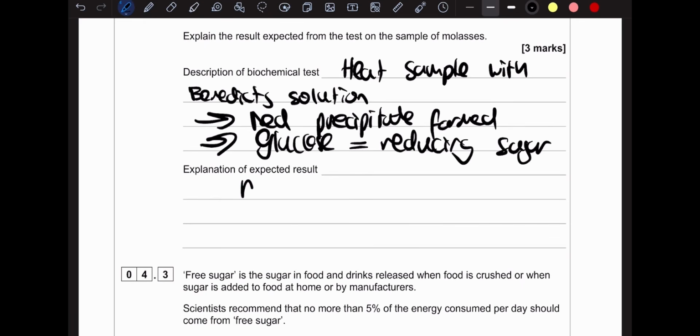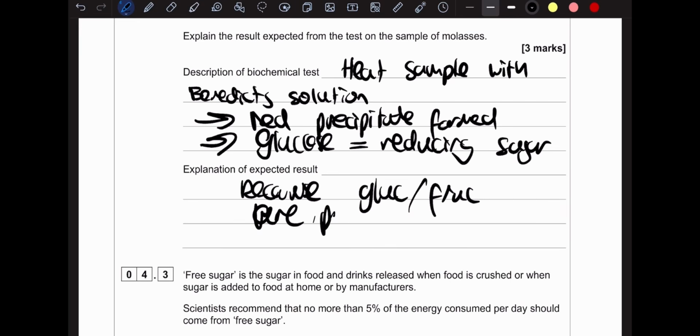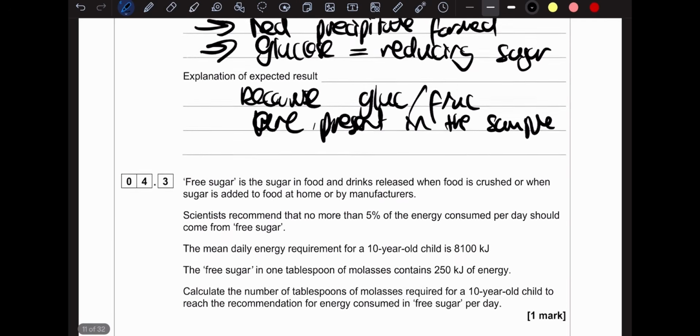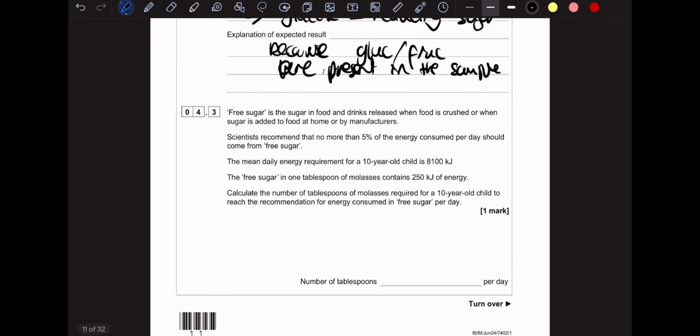Well, because our reducing sugars, glucose or fructose, are present in the sample, I guess. Yeah, that's the explanation.